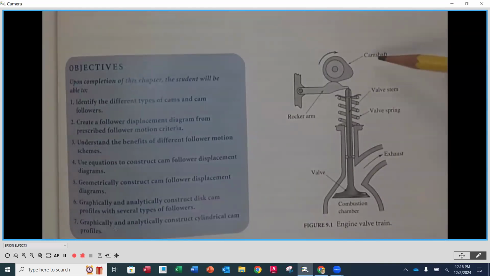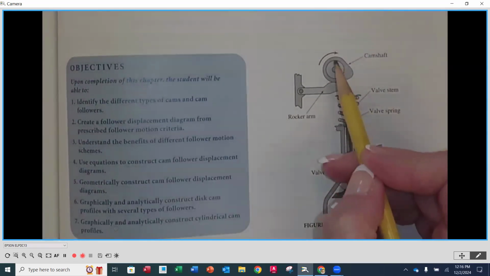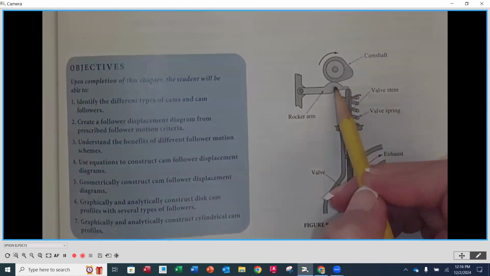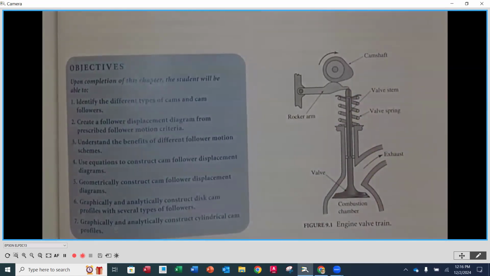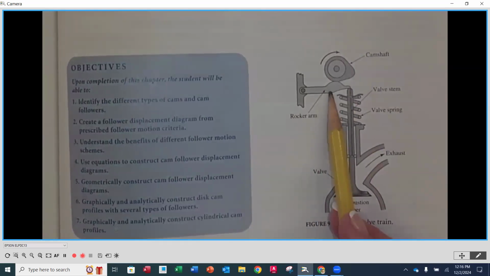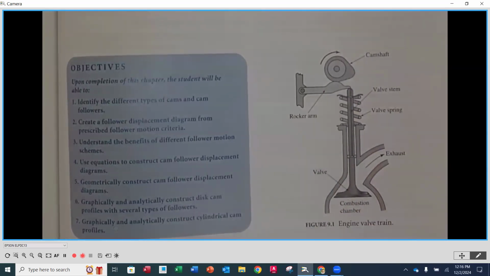So we've got a camshaft here. Now, this portion that has that elongated lobe on it, that is considered the cam itself, okay? We're going to be looking at what we call plate cams, and then they're going to be on a shaft. The shaft is going to rotate about a center right here. But as this rotates around, you're going to notice that that cam profile is going to be in contact with the rocker arm, which is what we call the cam follower.